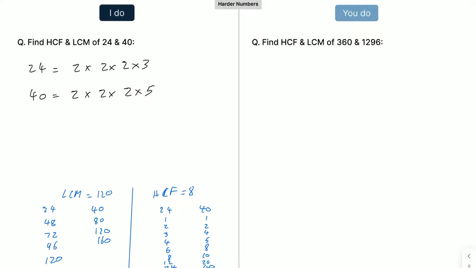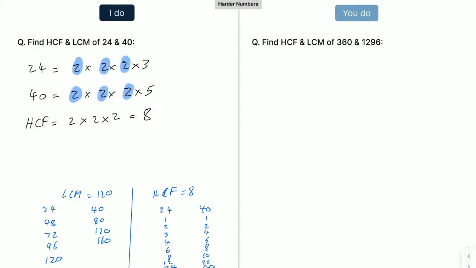Okay, so now how do you use that to find the HCF? Now, what you need to do is find matching pairs. What do I mean by that? So this 2 matches with this 2, this 2 matches with this 2, and this 2 matches with this 2. So the HCF is going to be all the pairs multiplied together. So there's 1, 2, 3 pairs all together. So if I do 2 times 2, that is 4. 4 times 2 is 8. So hopefully you can see how I've used products of primes to find the HCF.